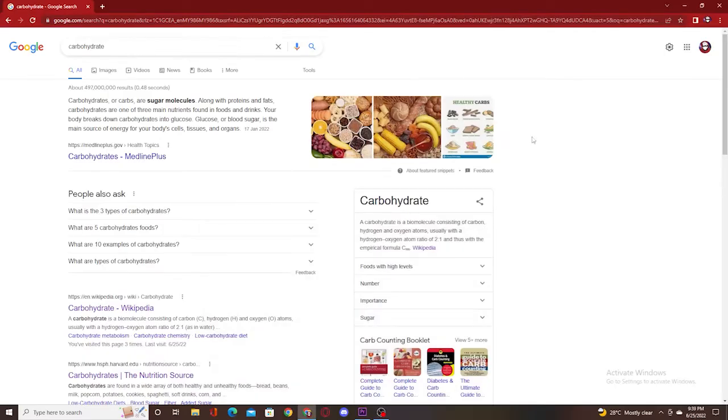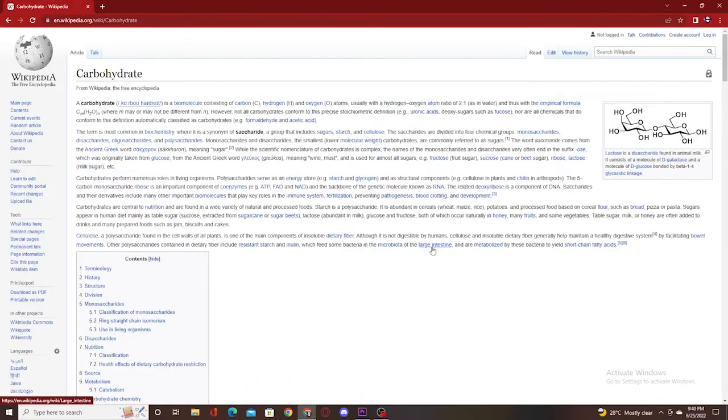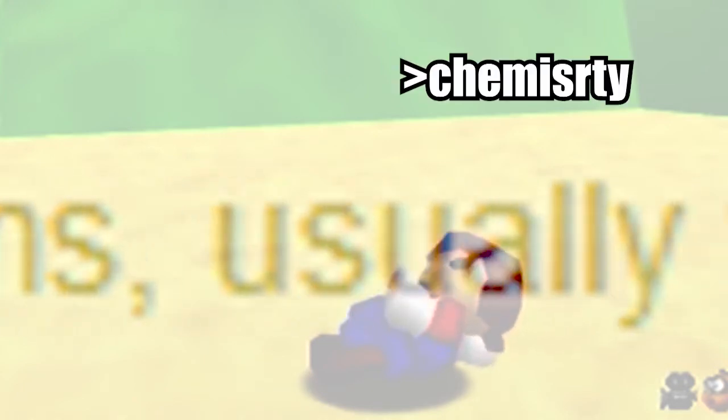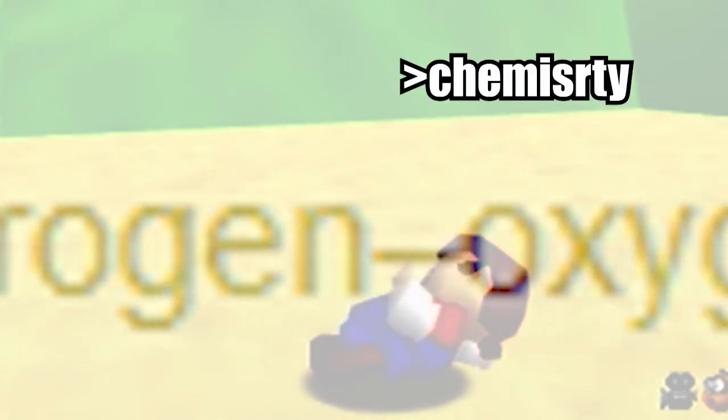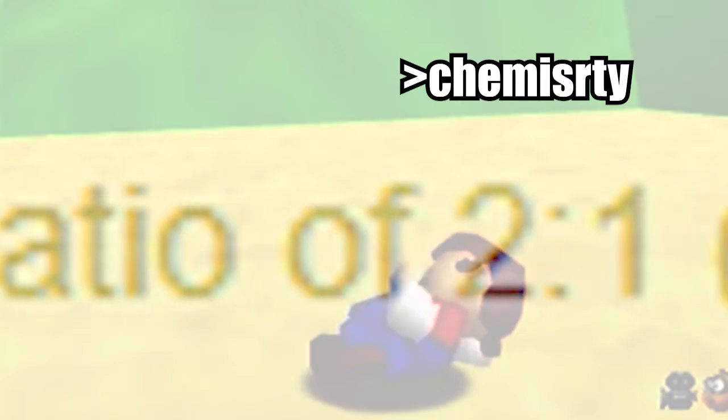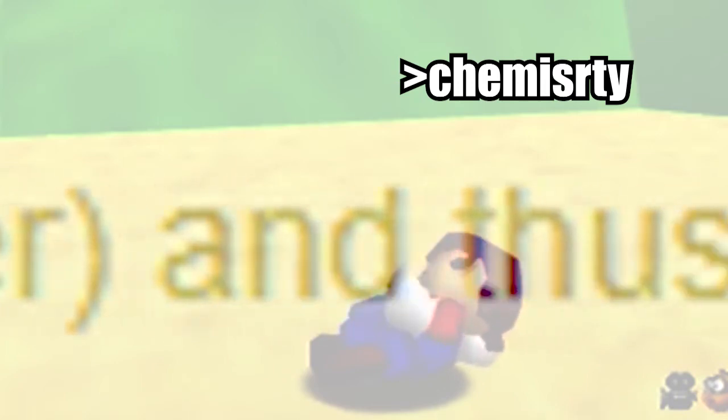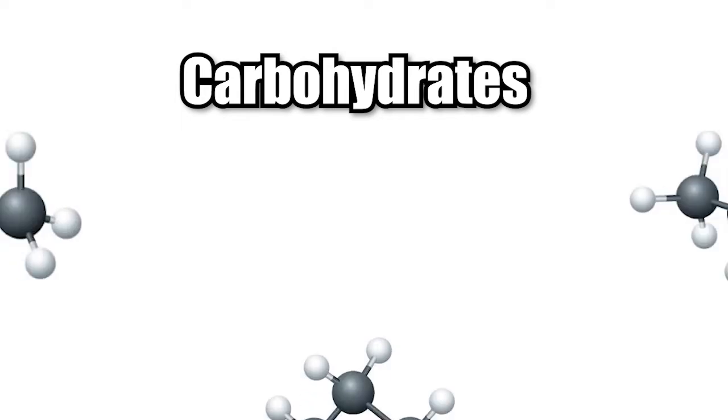But what are carbohydrates? You might be asking. Well, according to Wikipedia, a carbohydrate is a biomolecule consisting of carbon C, hydrogens H, and oxygen O atoms. Usually a hydrogen-oxygen atom ratio of 2:1 as in water, and thus, okay, how about we start over then? Carbohydrates, to put it simply, are compounds that contain carbon elements.